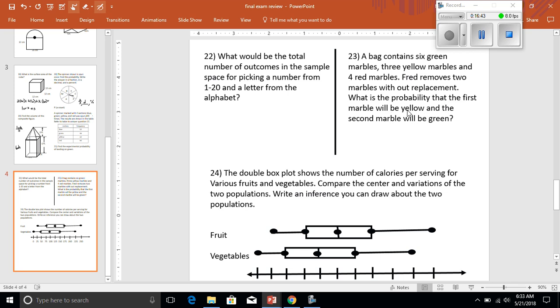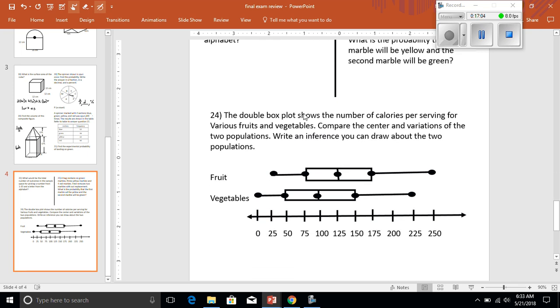And then it says, and the second marble will be green. Okay, so we got 2 marbles taken, and green is 6 out of 12. So we have to go ahead and combine those numbers in order to get our answer.